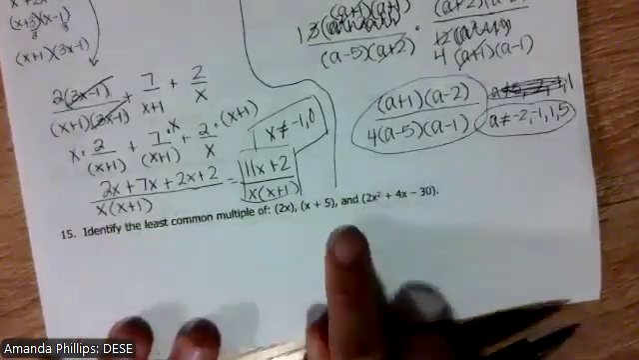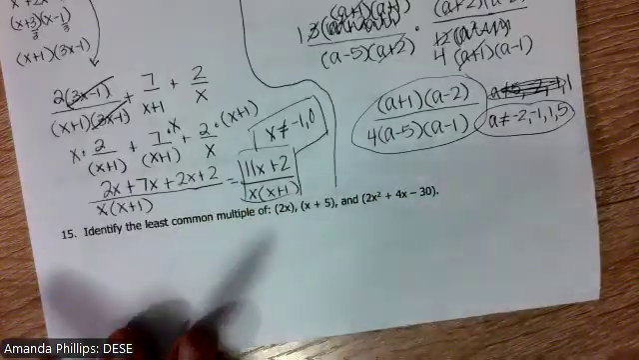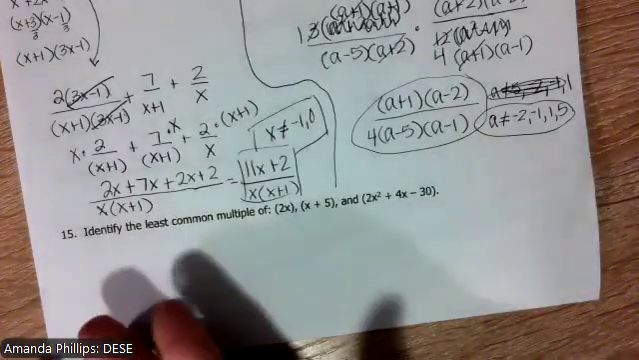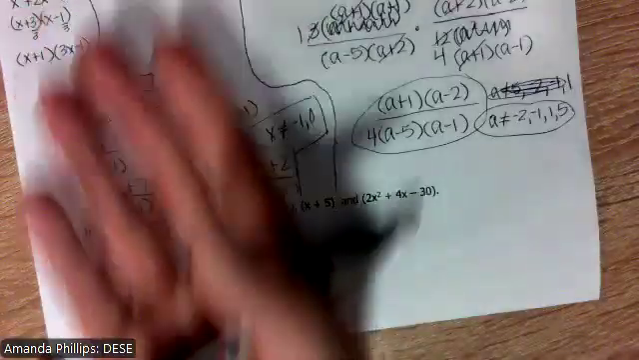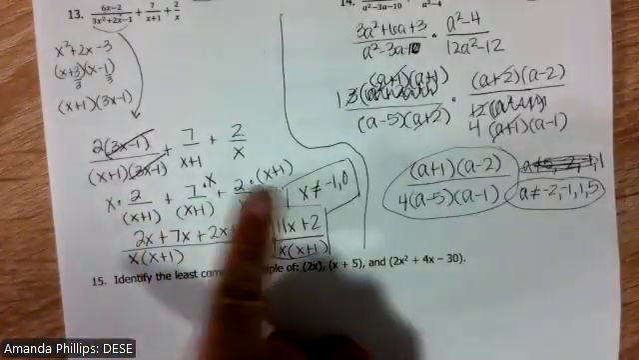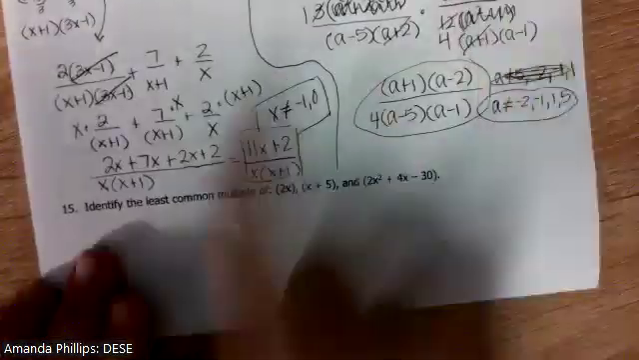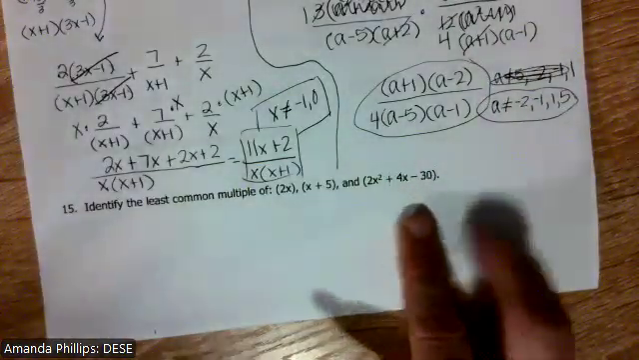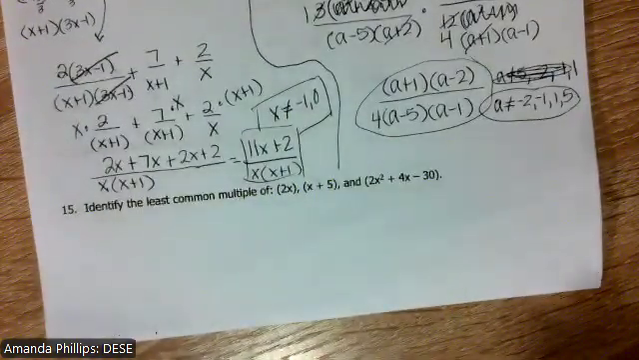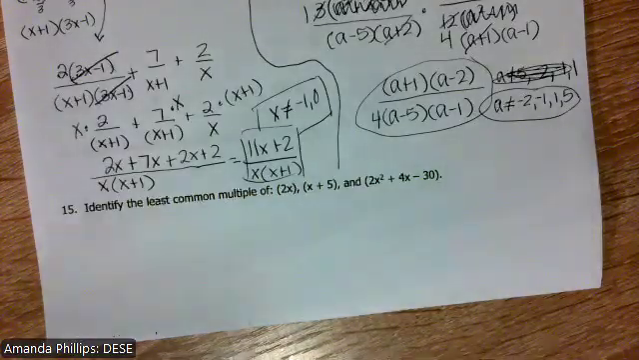So number 15, it says identify the least common multiple. Now, we keep talking about least common denominator. A least common denominator is a least common multiple. The difference is if we're actually solving a fraction problem, we would call this a least common denominator, just like number 13, right? This is not a fraction problem. It just gives you three terms, three factors and says, hey, find the least common multiple of this. So it's the same exact process. A least common multiple is just a multiple of things. A least common denominator is a denominator, but it's the same process.